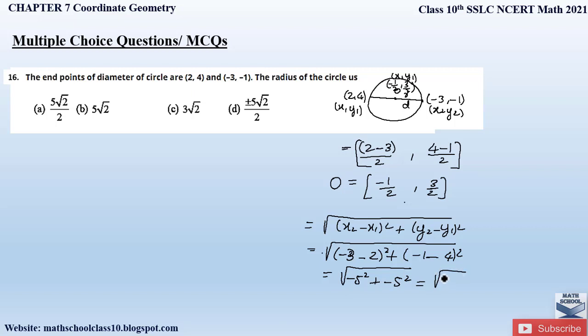That is nothing but 5 square is 25 plus 5 square is also 25, which will give you 50, or 50 can be written as 25 into 2. So square root of 25 is 5, which comes out. So it is 5 root 2. Radius of the circle is 5 root 2. So our correct option is option B.